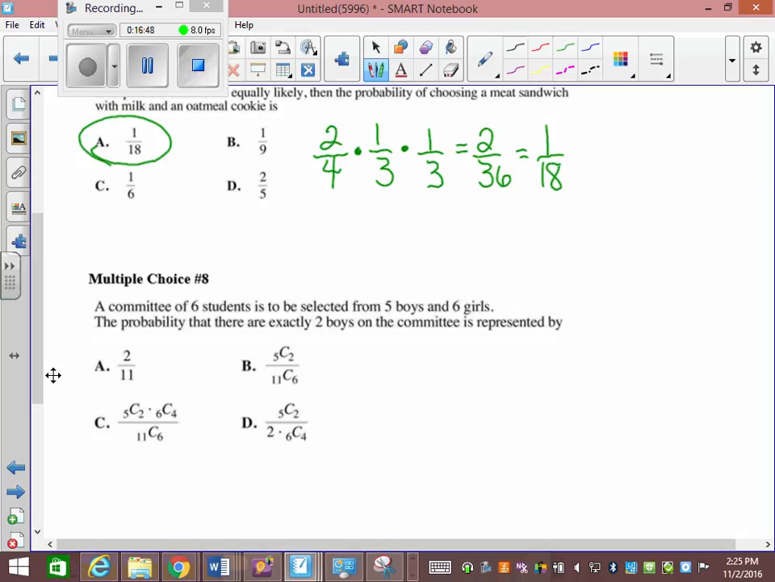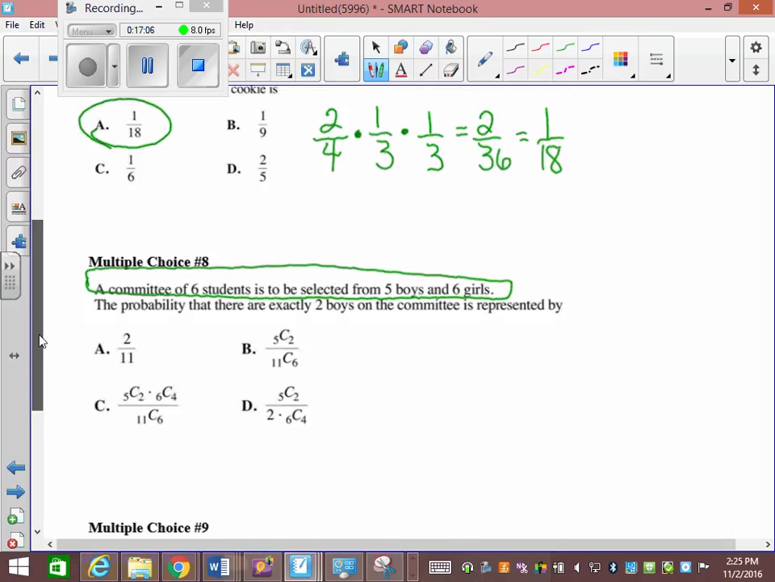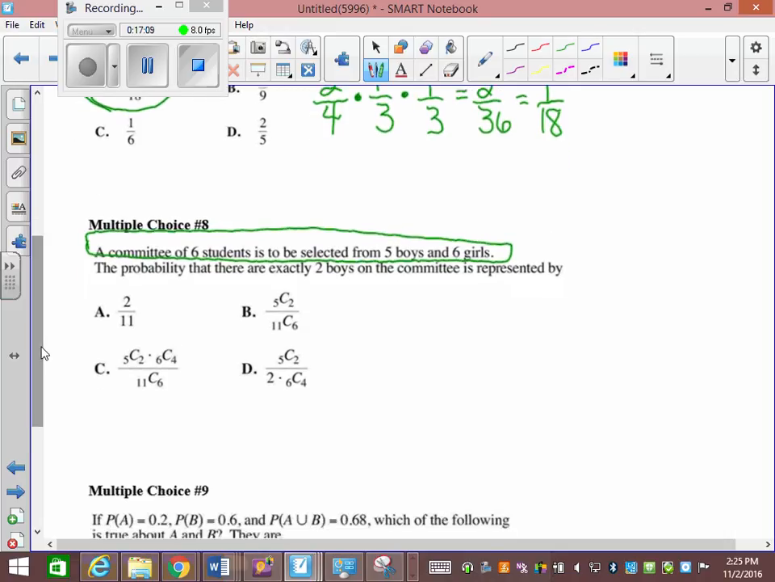A committee of 6 students is selected from 5 boys and 6 girls. Have I read the word probability yet? No. So this is all important for both the top and the bottom. Okay? So no matter what, we need to have 6. We need 6 people, right? No matter what. The probability that there are, so now this is for the top, the probability that there are exactly 2 boys.